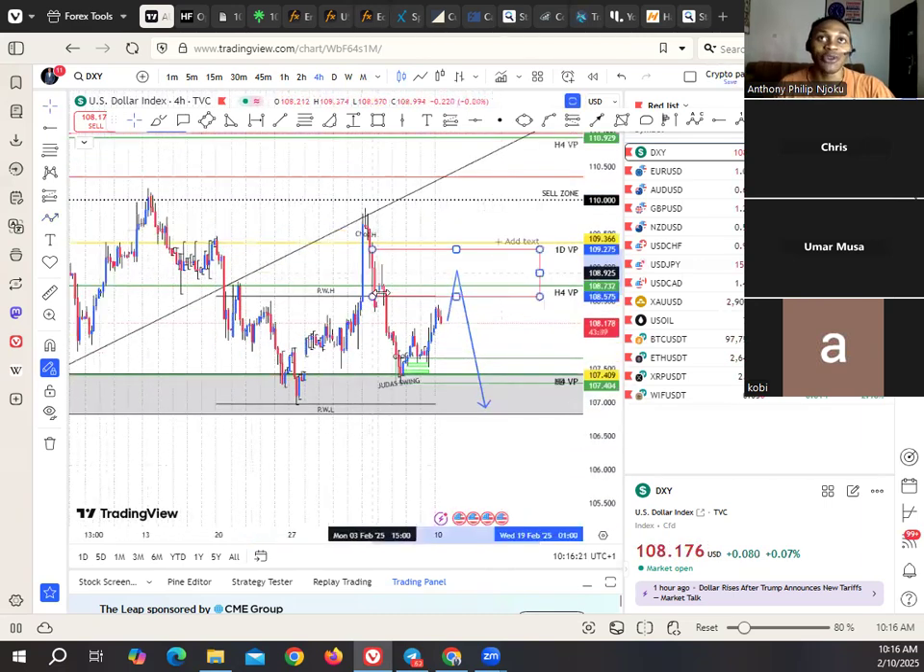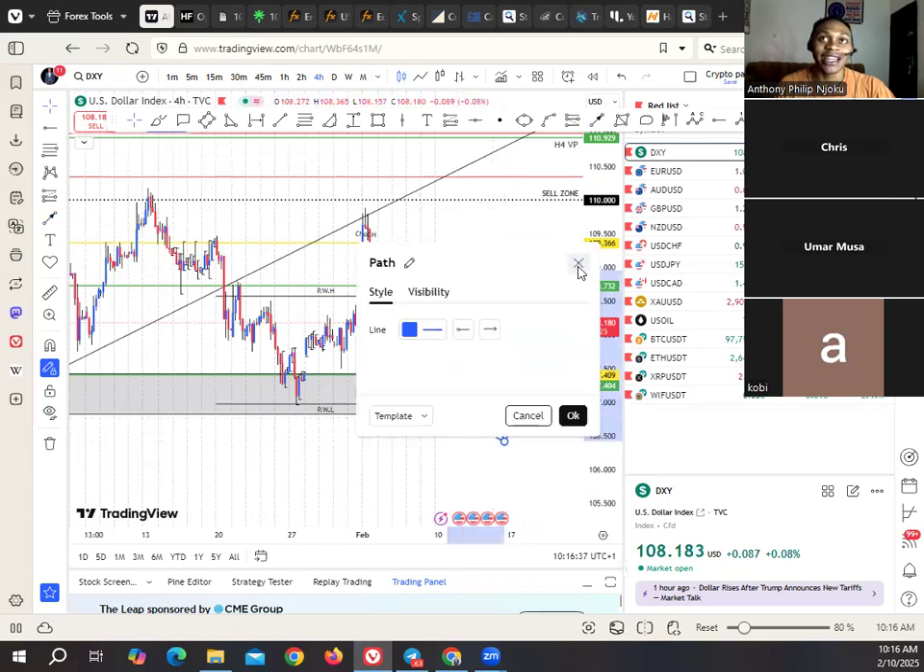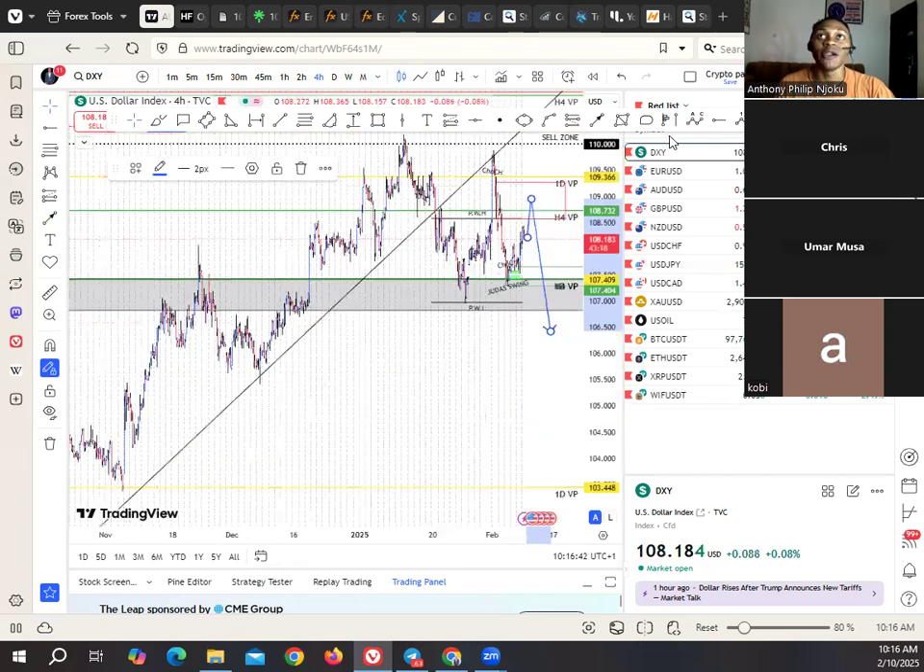But where we want to sell has already been marked out. So I see DXY having one more push to the upside and then dropping to the downside drastically. And once this low is taken, it is going to be a break of a head and shoulder neckline, because we have a head and shoulder pattern that has already formed here on the higher time frame.